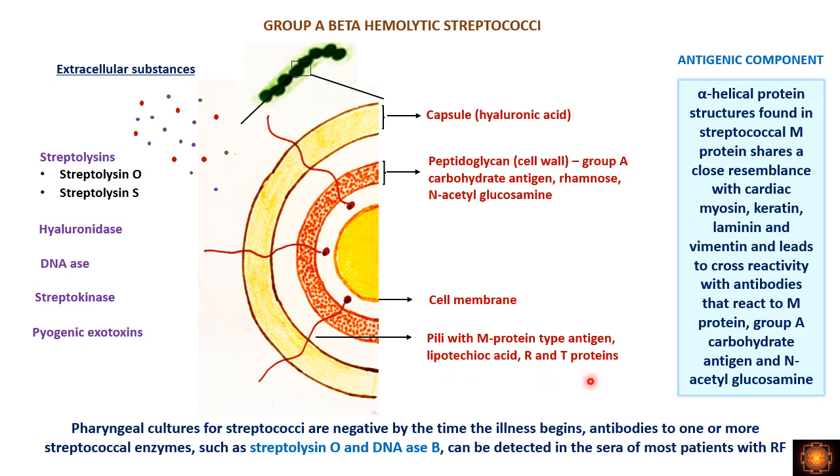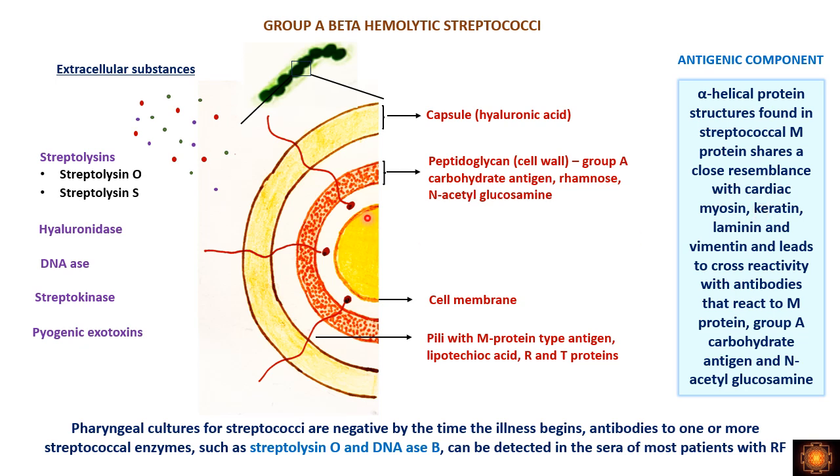Now the structure which mainly acts as an antigen is the M protein, because this M protein has an alpha helical protein structure. A similar structure is seen in other organs also, like in myosin, keratin, laminin, and vimentin. These also have this alpha helical protein structure. So the antibodies which are formed against the M protein, and also against group A carbohydrate antigen and N-acetyl glucosamine, cross react with the myosin, keratin, laminin, and vimentin present in different organs in our body, because the structure is similar. So the main antigenic component is M protein, and also group A carbohydrate antigen and N-acetyl glucosamine.